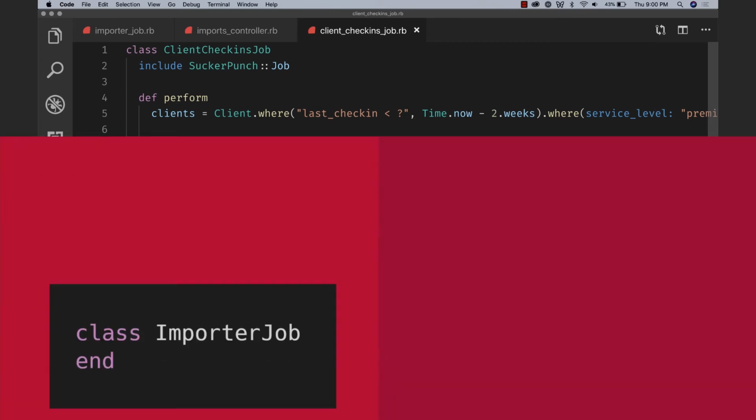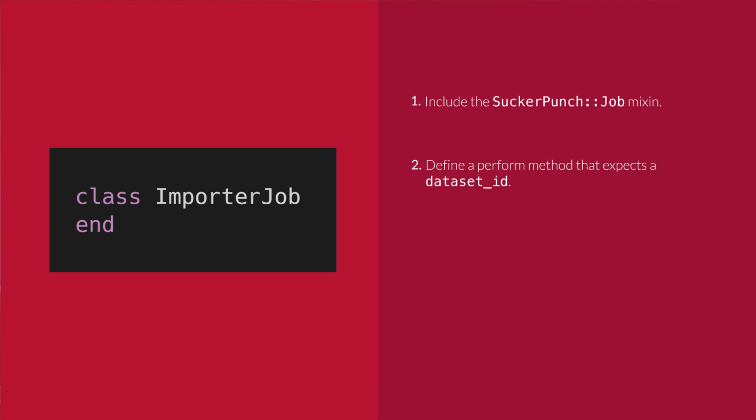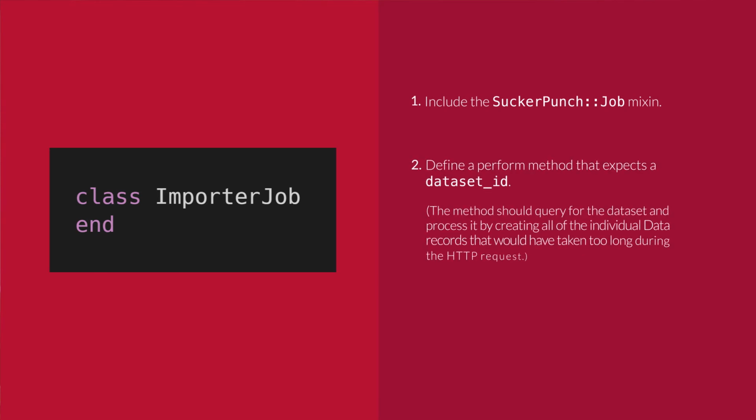I provided an example class. Fill out the class above to include the Sucker Punch job mixin, define a perform method that expects a dataset ID. The method should query for the dataset and process it by creating all of the individual data records that would have taken too long during the HTTP request. Last, notify the user by calling import_completion_notice.send.